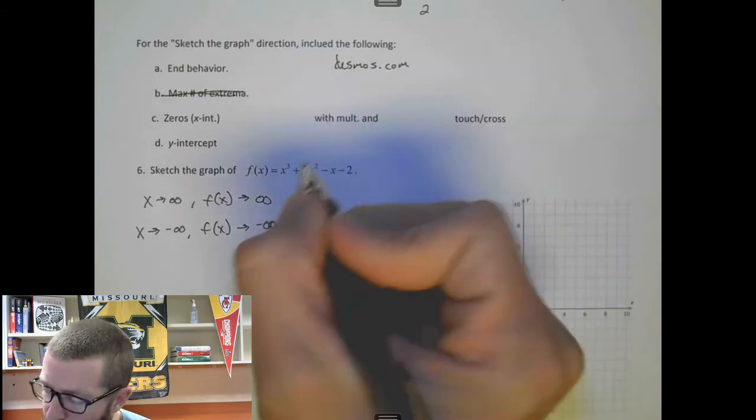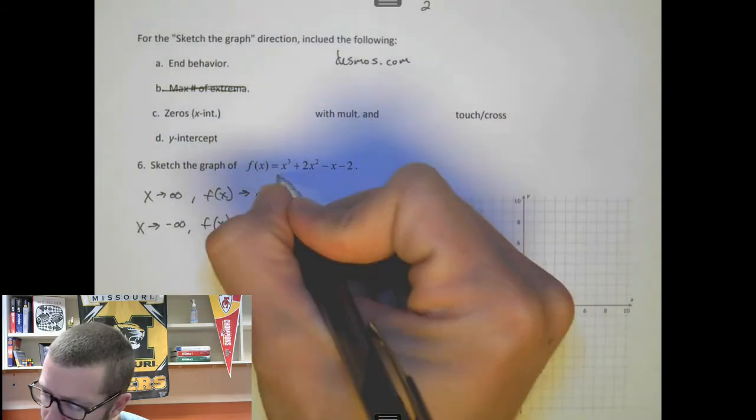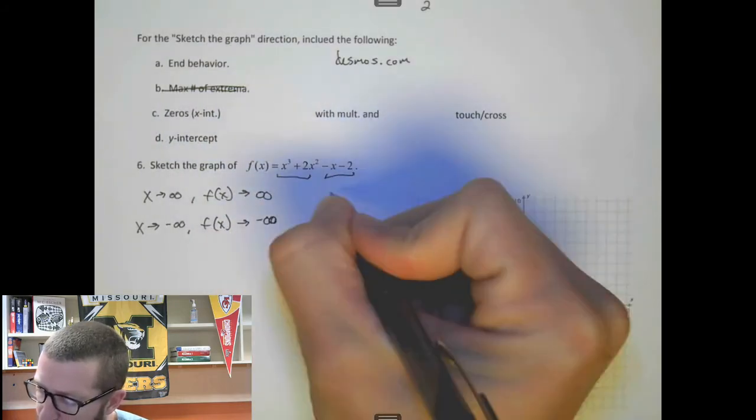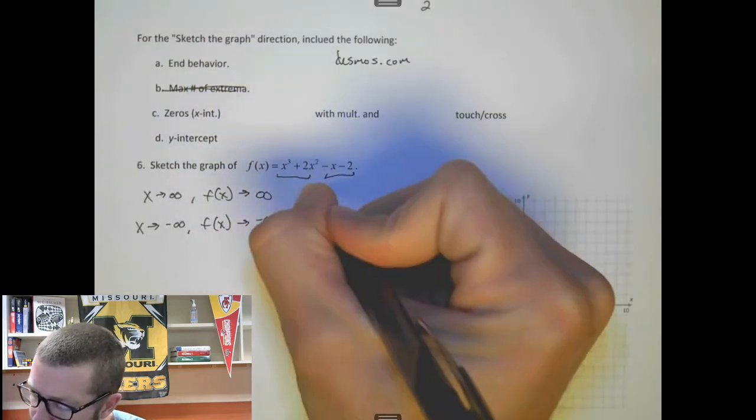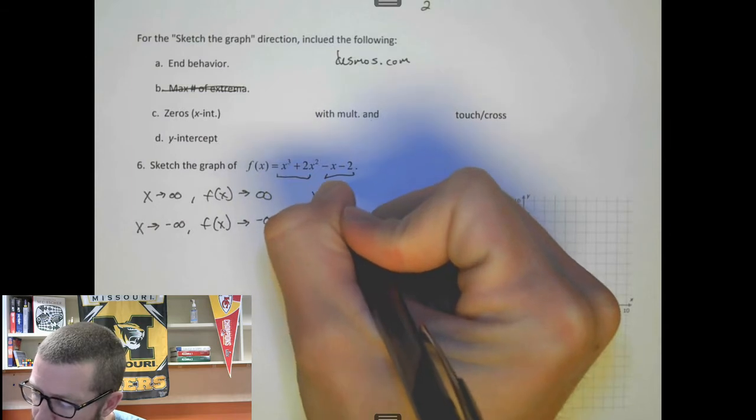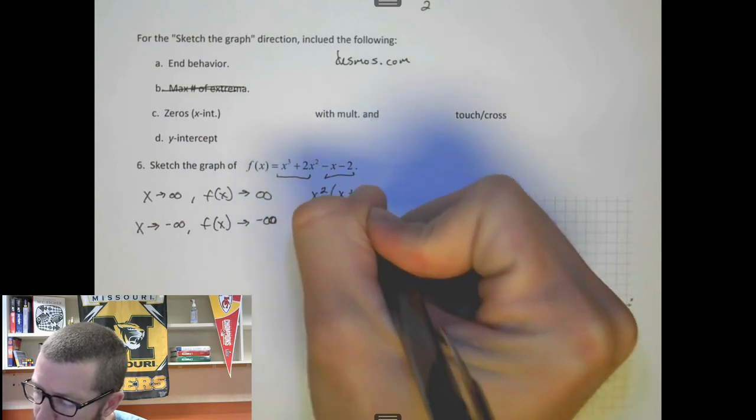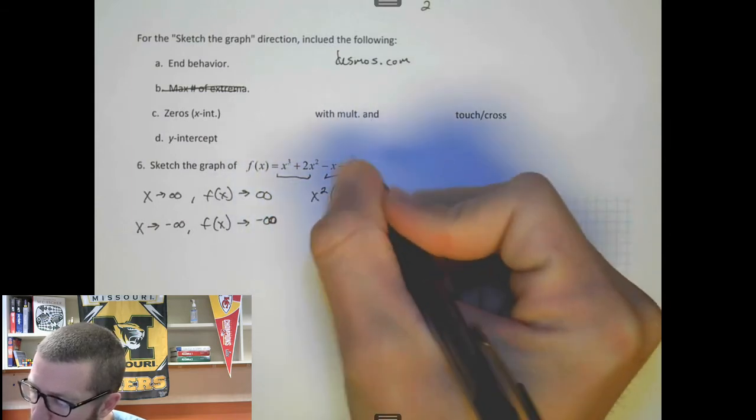My zeros, let's see if we can factor by grouping. And we'll kind of just shift that over here. So take out an x squared and then take out a -1.